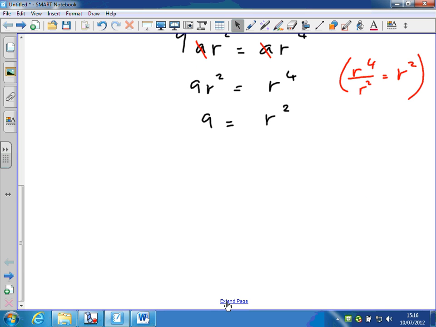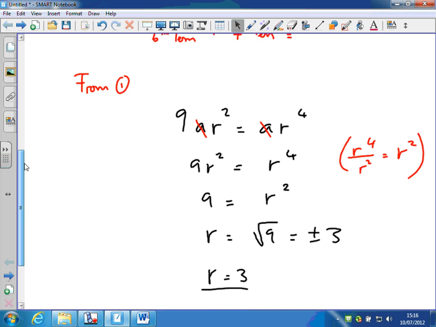So I've got R squared equals 9, so R equals the square root of 9, which is plus or minus 3. Well, we're only interested in possibly the positive solution, but it's possible it could be minus 3. No, it won't be minus 3, will it? So plus 3, so R equals 3. That's the common ratio. So now we know R is 3.